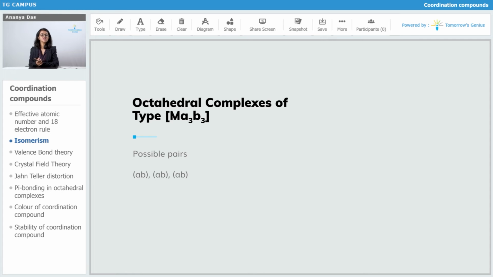Next we come to the complex Ma3B3. In this type of complex, one possible pair is AB, AB, AB. So A strands to B, A strands to B, A strands to B. Again, this is optically inactive. So one possible pair, and that is optically inactive.